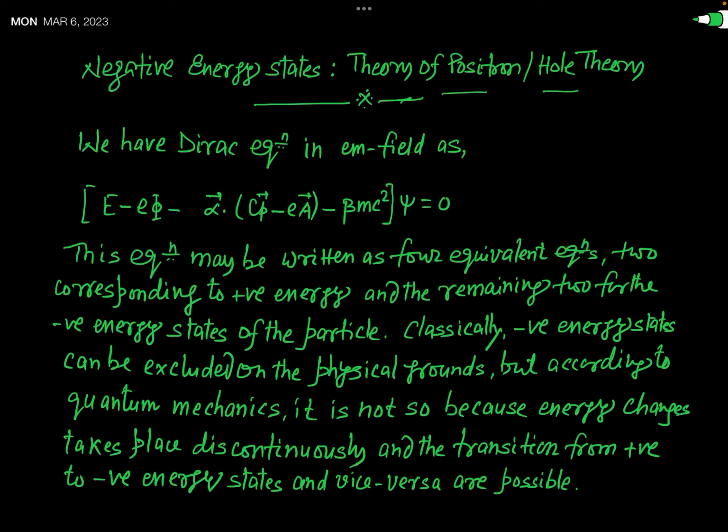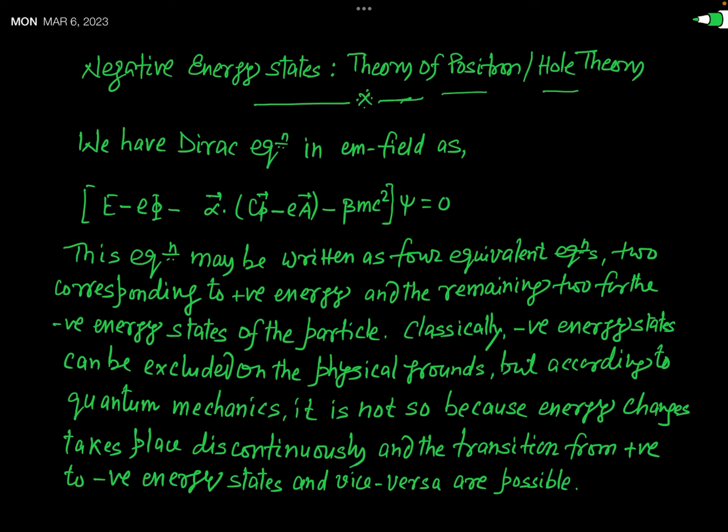Actually, after Dirac gave his equation, in fact, after 2 years of the publication of his original theory, he proposed the interpretation of hole theory or positron theory, or you can say the explanation of negative energy states.